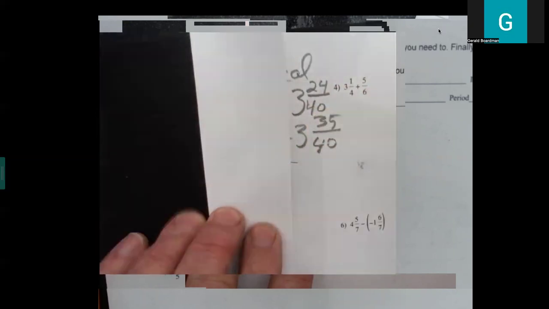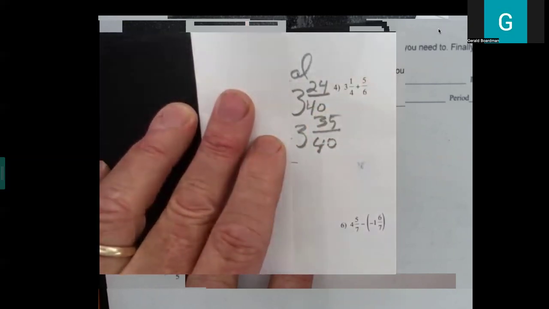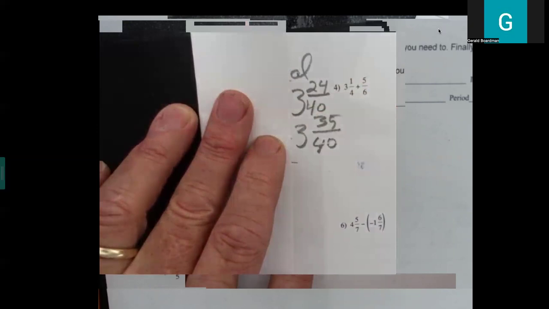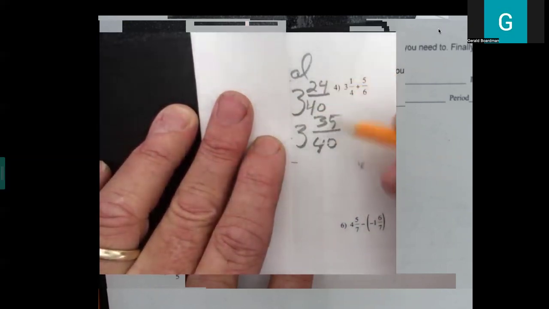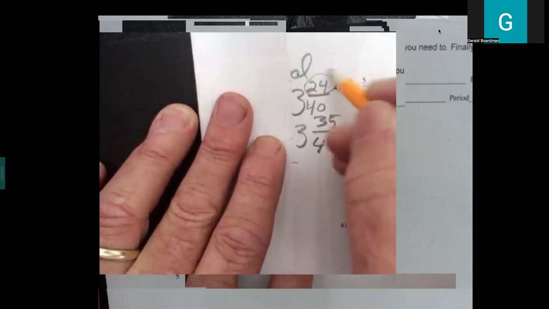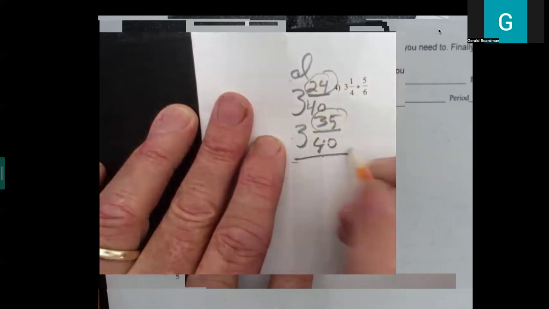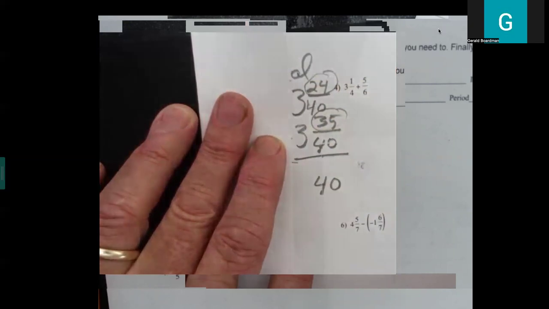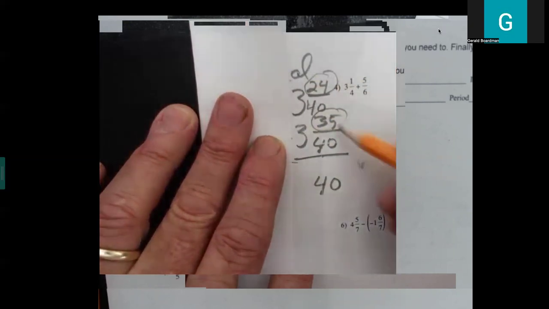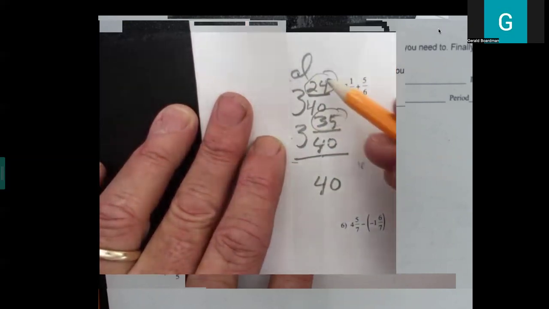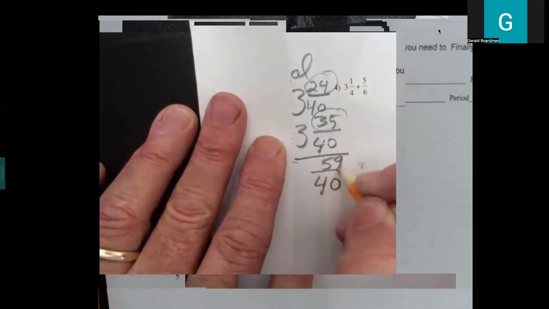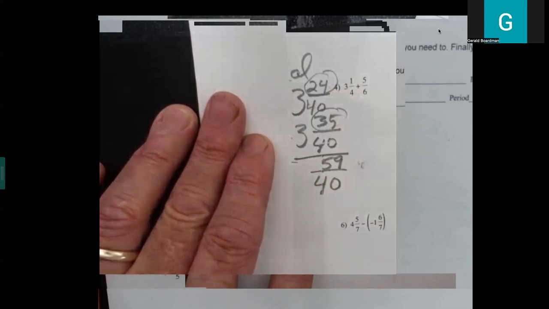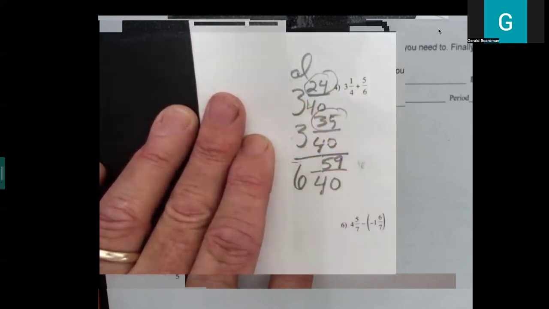So now here I am. 24 minus 35. Uh-oh. I cannot do, oh, I'm adding, sorry. So I'm going to add 24 plus 35. I do not add the denominators. I just rewrite the denominator as 40. And 24 plus 35 is 59. I'm going to come back to that in a second. 3 plus 3 is 6. So far, so good?